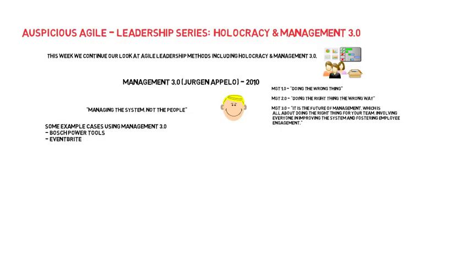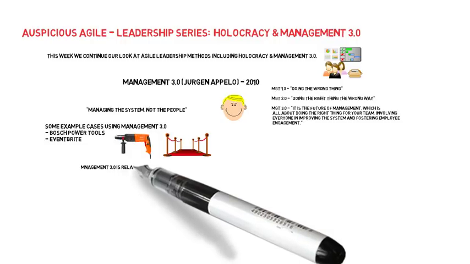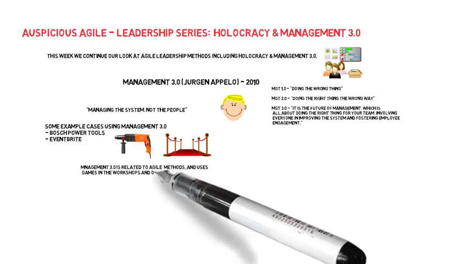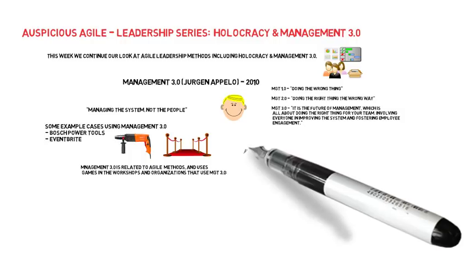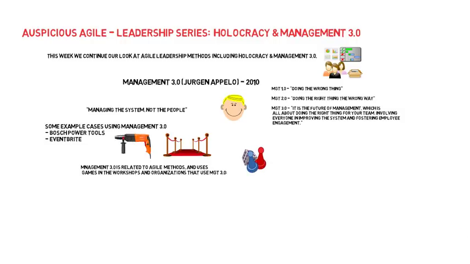this. So there's a couple case studies here I'll call out. One is Bosch Power Tools, and another one is Eventbrite. Now these case studies are listed on the Management 3.0 website, so you can check those out if you want more details. It talks about different techniques that they use in the different companies to implement and use Management 3.0. Very similar to Agile, you have a lot of games and gamification. There are workshops that are used to kind of get all this set up, and then you use a lot of games and actionable activities in your organization.